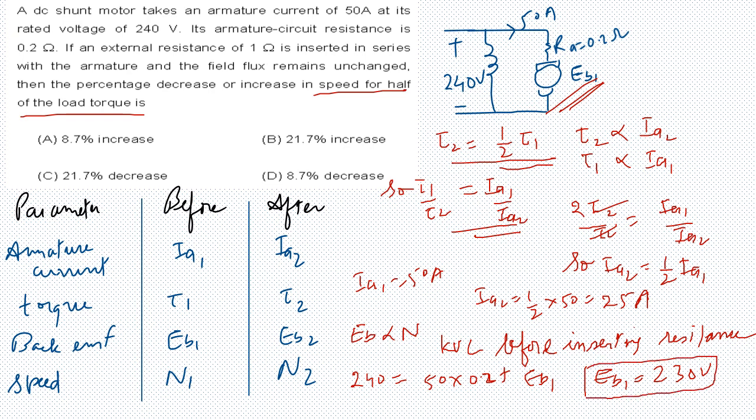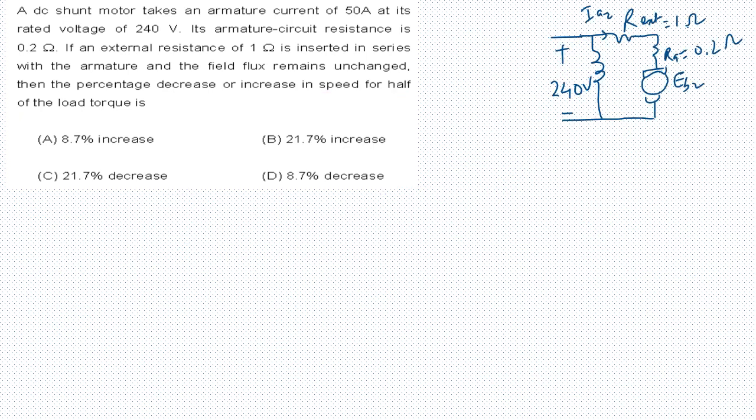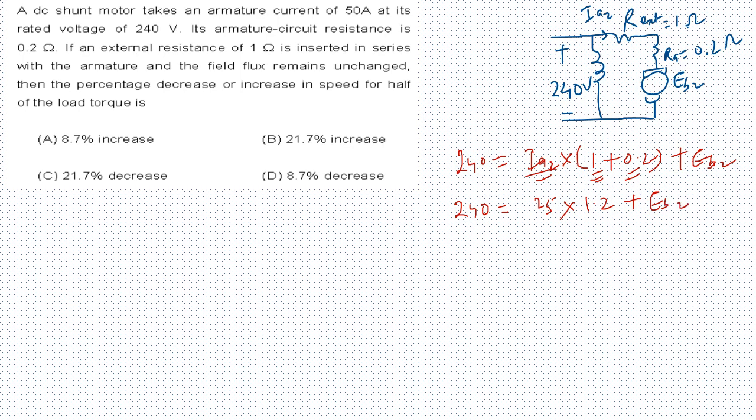Now once we get EB1, let us do it for the case after inserting the resistance. After inserting the resistance, 240 volts is going to be this current Ia2 into 1 plus 0.2 ohms, which is the external resistance plus the armature resistance, plus EB2. We already calculated Ia2 as 25 amperes. So 240 is equal to 25 into 1.2 plus EB2. So EB2, if you calculate from here, comes out to be 210 volts.